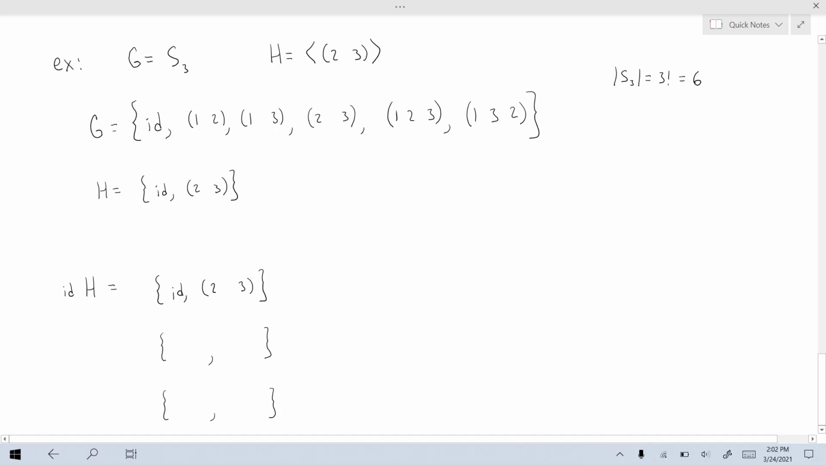Let's take an element of G that is not in our first coset. Let's take the transposition (1 2), and let's multiply every element of H on the left by the permutation (1 2). So (1 2) times the identity, of course, is just (1 2). Okay, (1 2) times (2 3). Let's see what that would give us.